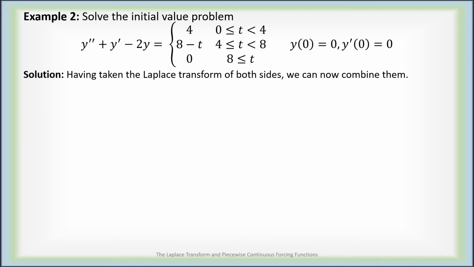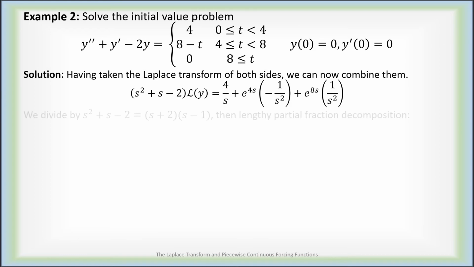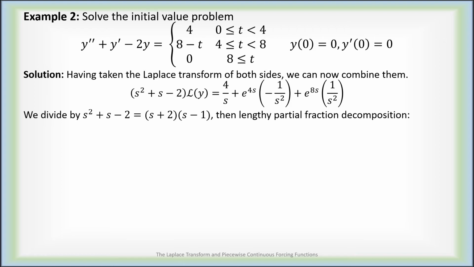Okay, so we've taken a Laplace transform of both sides, so we can set those equal to each other. On the left, we had s squared plus s minus 2 times the Laplace transform of y, and on the right, 4 over s plus e to the 4s times minus 1 over s squared plus e to the 8s times 1 over s squared. Now we're going to divide both sides by s squared plus s minus 2.